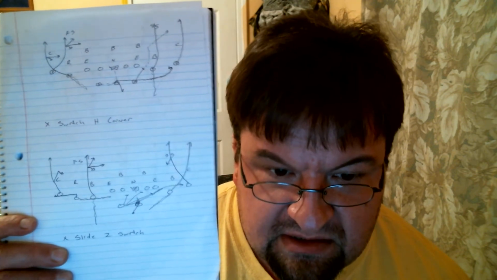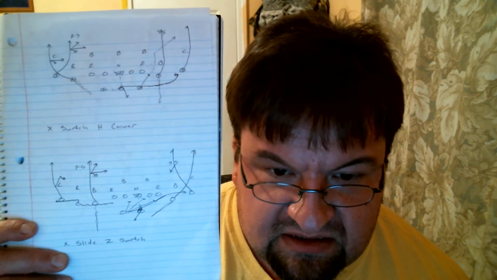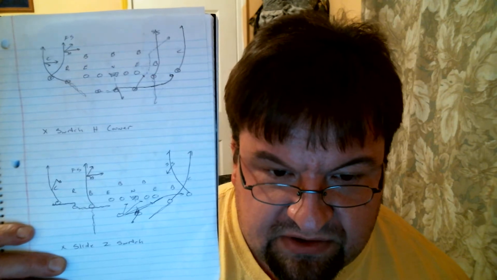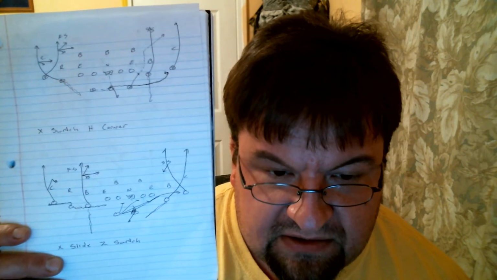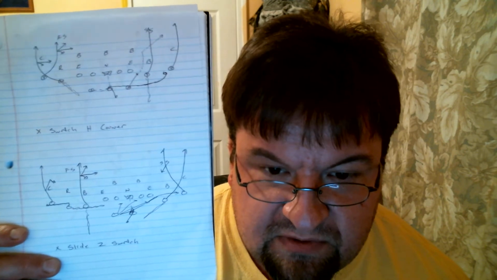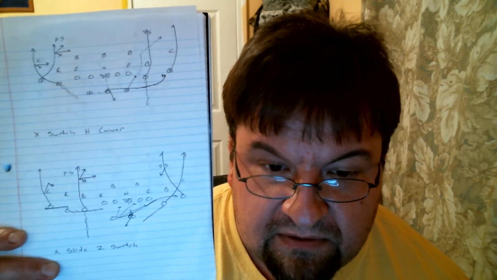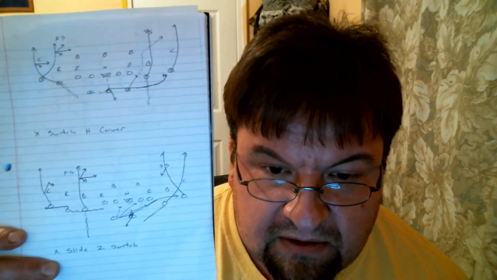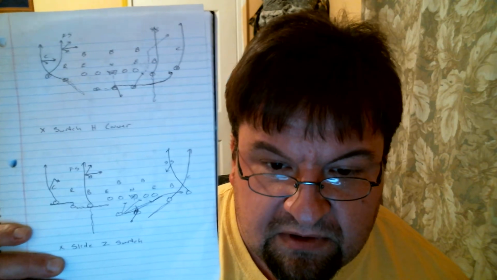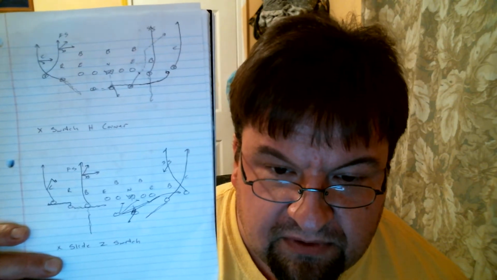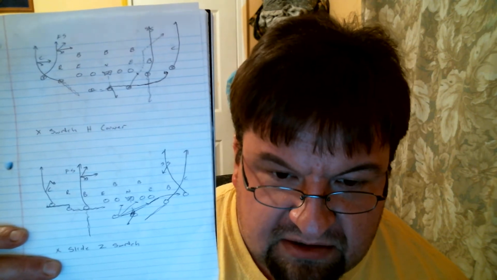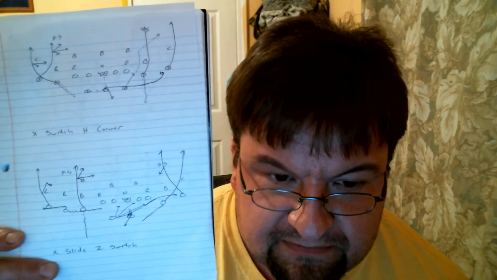Second play is X slide Z switch. It's a trips and twins look. You got the slide concept on the left, and you got the Z switch on the right. Now, I've taken out a few of the switch reads on the Z switch on the second one because I want to be able to create an empty flat area for the super back who's going to be blocking and sneaking out in the flat in this case.